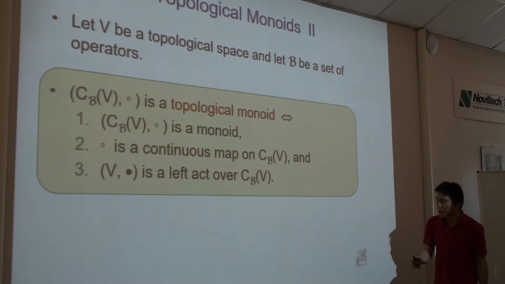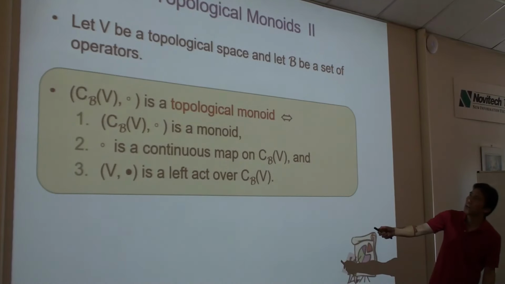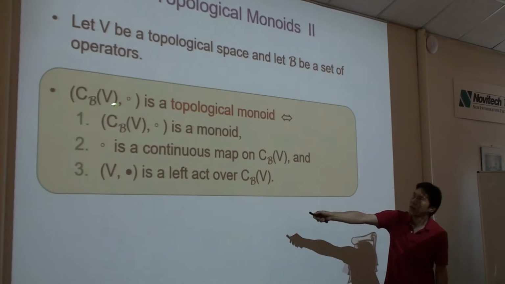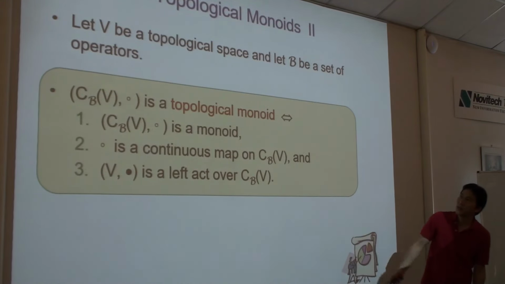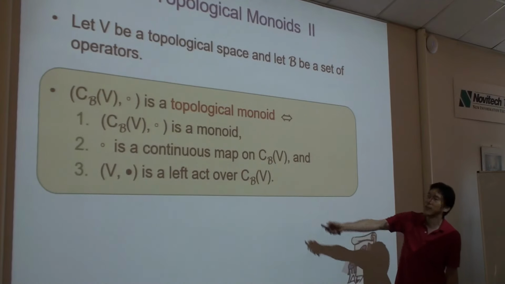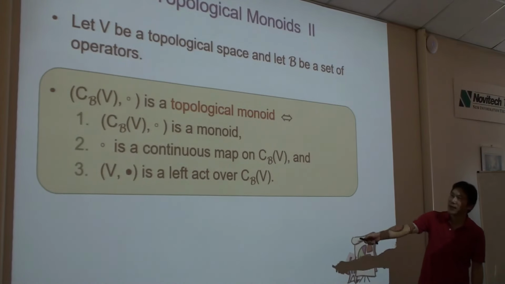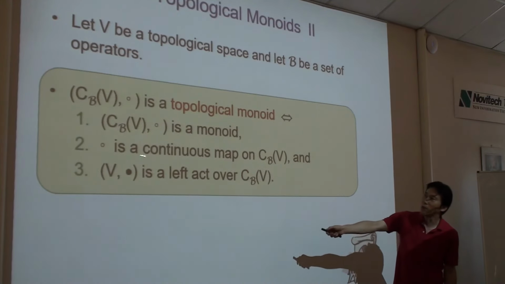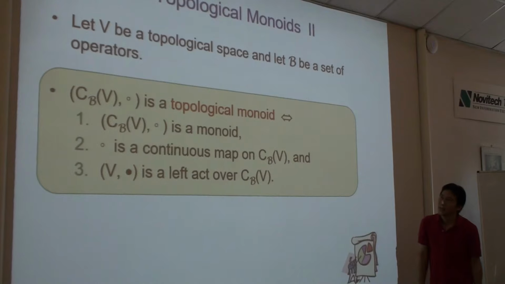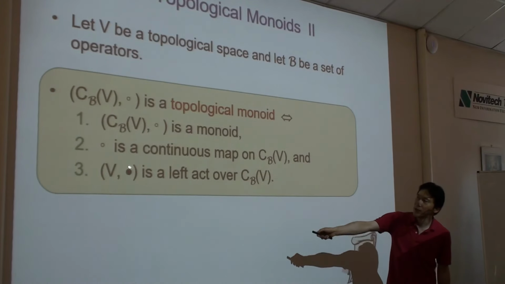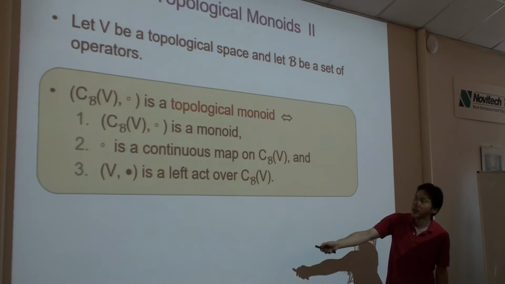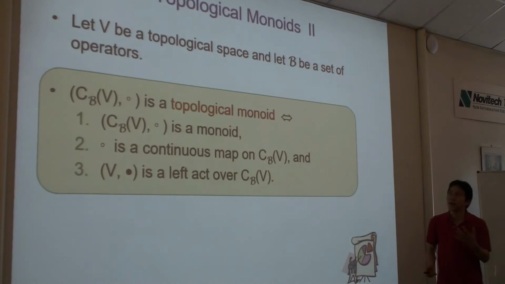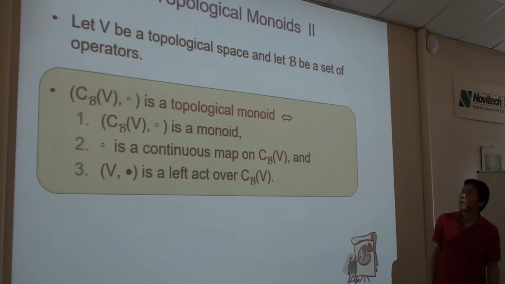Now we come to the point of defining the topological monoid. This pair is called a topological monoid if it is itself a monoid and satisfies two conditions. This white circle operator is a continuous map, and also V with this black dot is the left act. In this case, this pair is called a topological monoid.